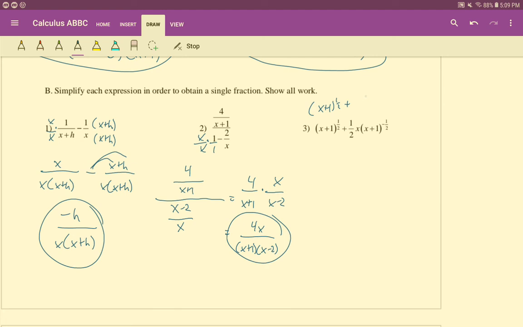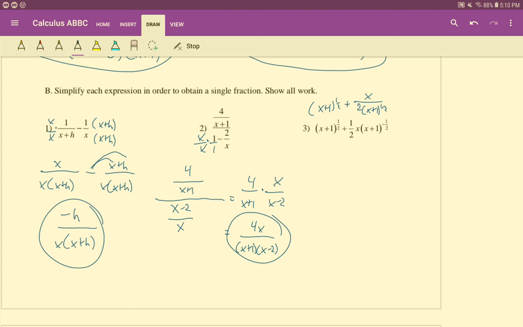plus x, because the 1 times the x there, right, would be in the numerator. Only this x plus 1 is being raised to the negative 1/2. x over 2 x plus 1 to the positive 1/2, right? When you have a negative exponent, that means it can go down into the denominator there with the 2.